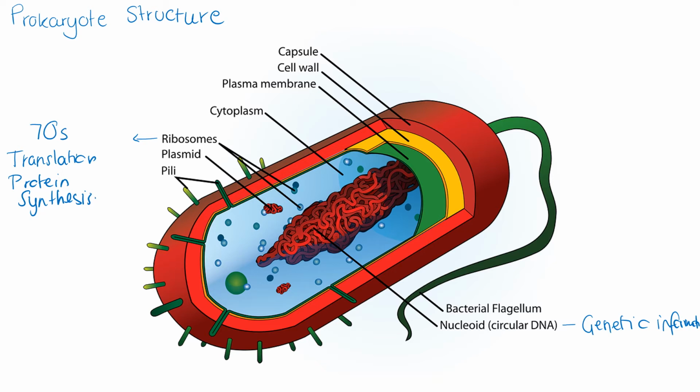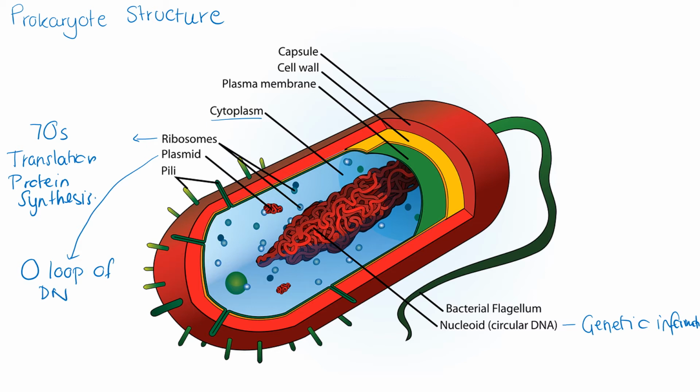Let's continue on with cytoplasm. So this is just the same as a eukaryotic cell cytoplasm. This is where a lot of metabolic reactions will occur, and likewise inside that cytoplasm we have something called a plasmid. A plasmid is a circle of DNA, or a loop of DNA.